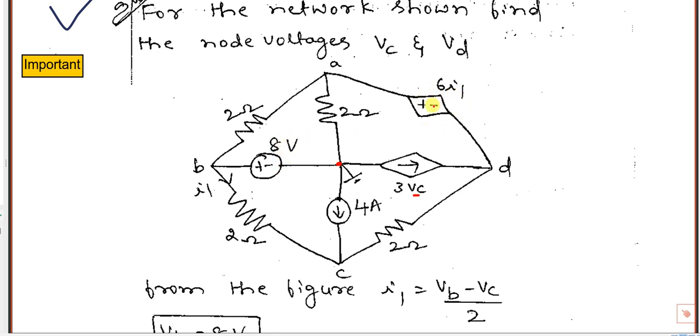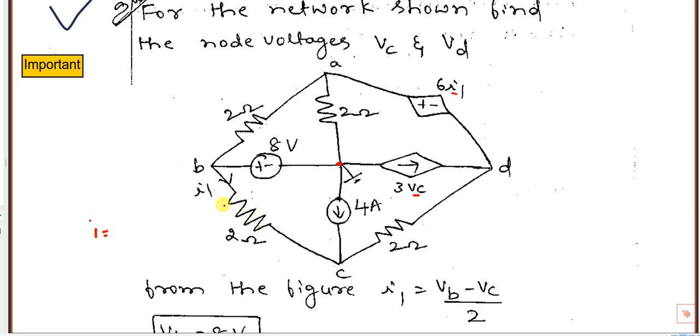Then 6I1, with a plus minus sign. This is a dependent source. Plus minus means it is a voltage source whose value depends on I1. You have to check where I1 is. I1 is given here, the current through the 2 ohm.